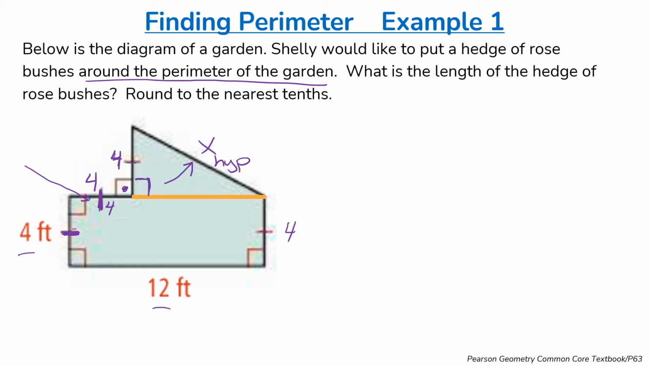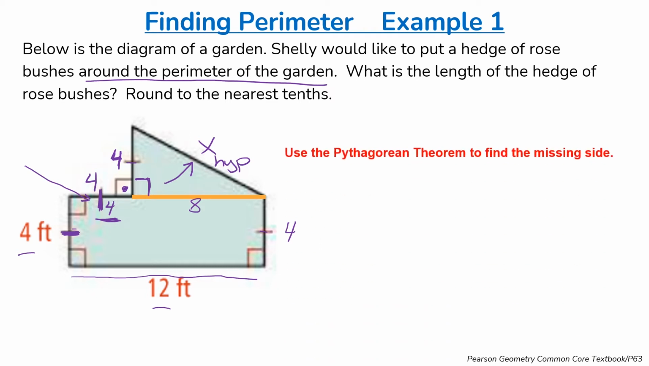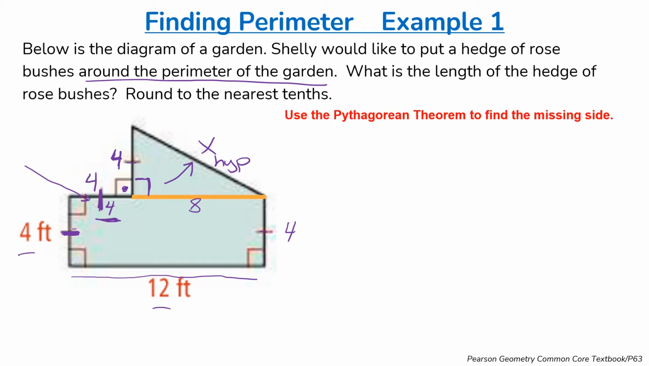Well, yes, I do, because if this is 4 and the length of the entire rectangle is 12, then I know that the length of this side would be 8, because 4 plus 8 gives me 12, or I could simply subtract 4 from 12 to get 8. So I have my two legs of this right triangle, and I could use the Pythagorean theorem to find the missing side.